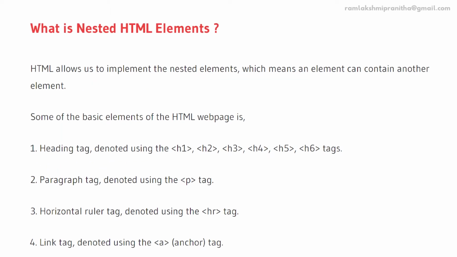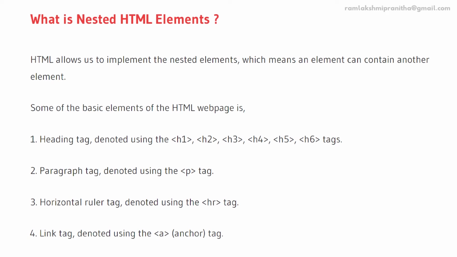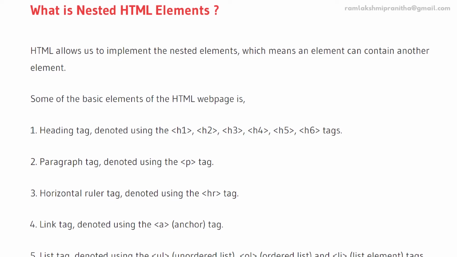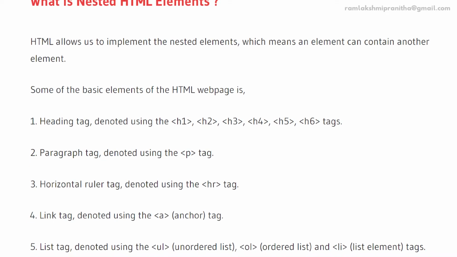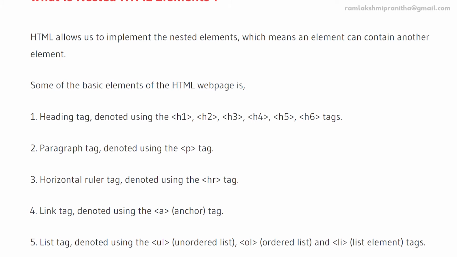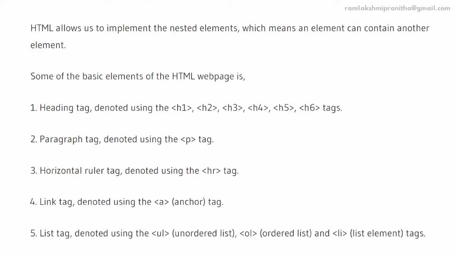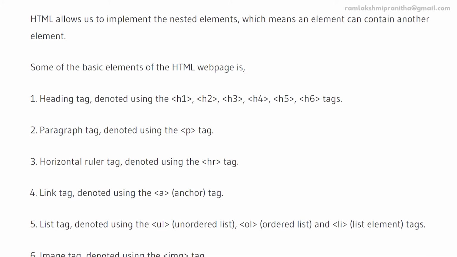What are nested HTML elements? HTML allows us to implement nested elements, which means an element can contain another element. Some of the basic elements of an HTML web page are: 1. Heading tag, denoted using the H1, H2, H3, H4, H5, H6 tags.